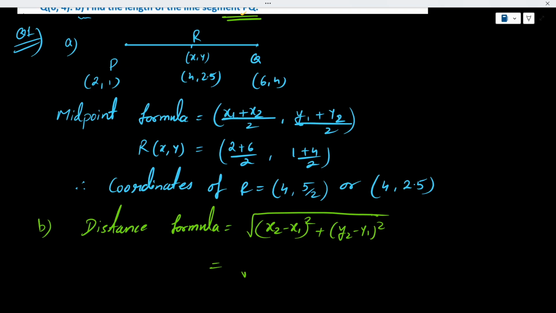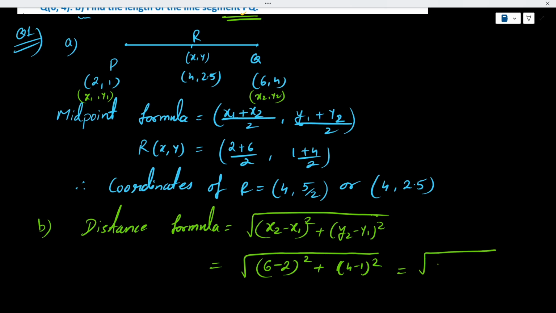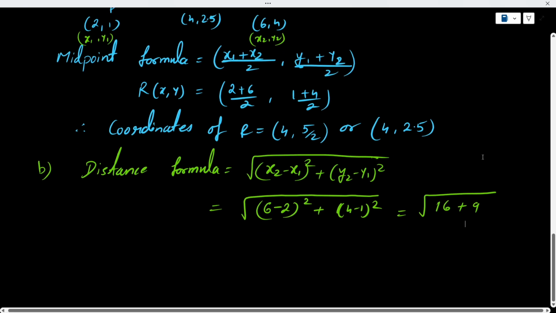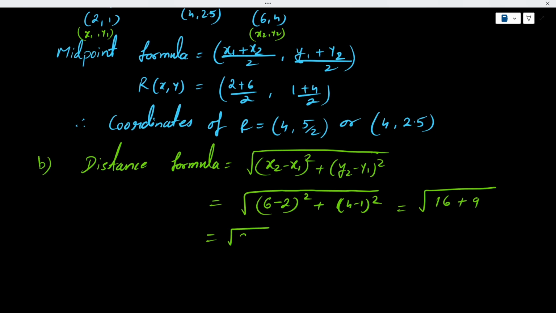Now what is your x2? You can take x1 minus x2 whole square plus y1 minus y2 whole square also. So the endpoints are these, and if I take x2, y2, you can write 6 minus 2 whole square plus 4 minus 1 whole square. Now, if you do the further simplification, it's 4 square, that is 16, plus 3 square, that is 9, and you get root 25. Distance cannot be negative, so you consider only the positive value of the square root, that is 5 units, right?